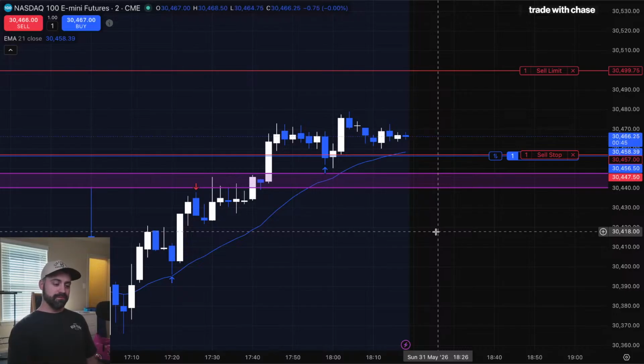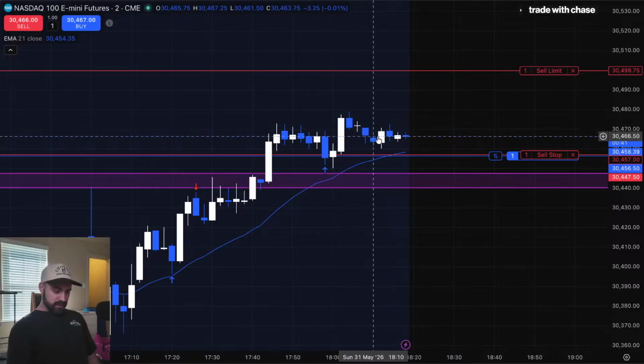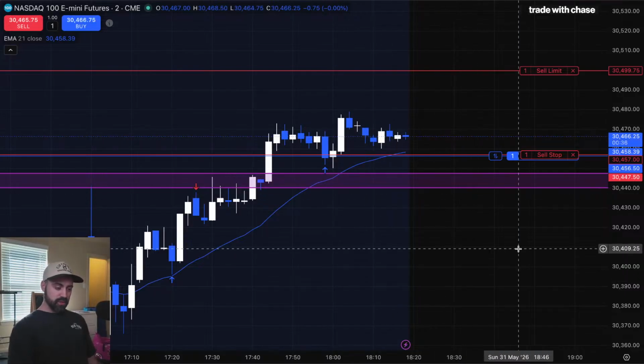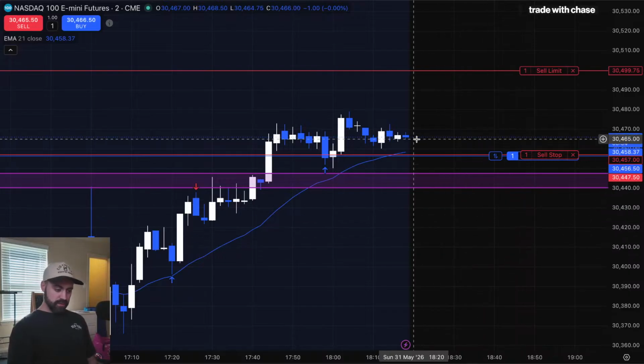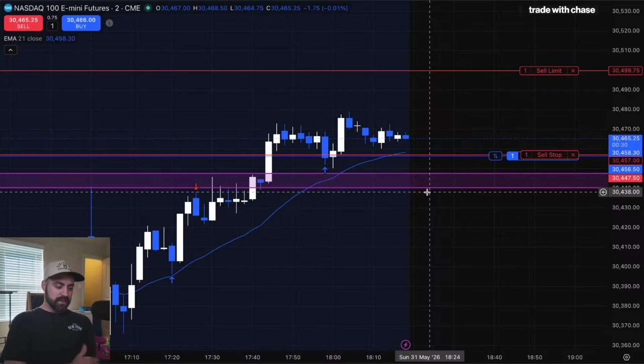Gotta make a move. This whole consolidation, you just need it to go either direction. Just pick a direction. I hate consolidation.